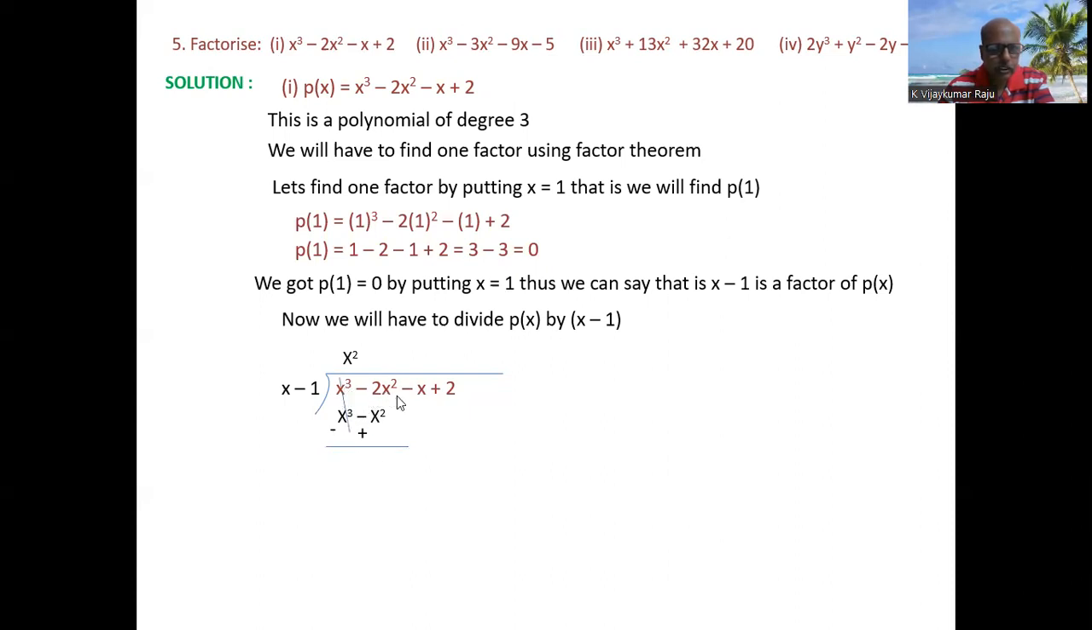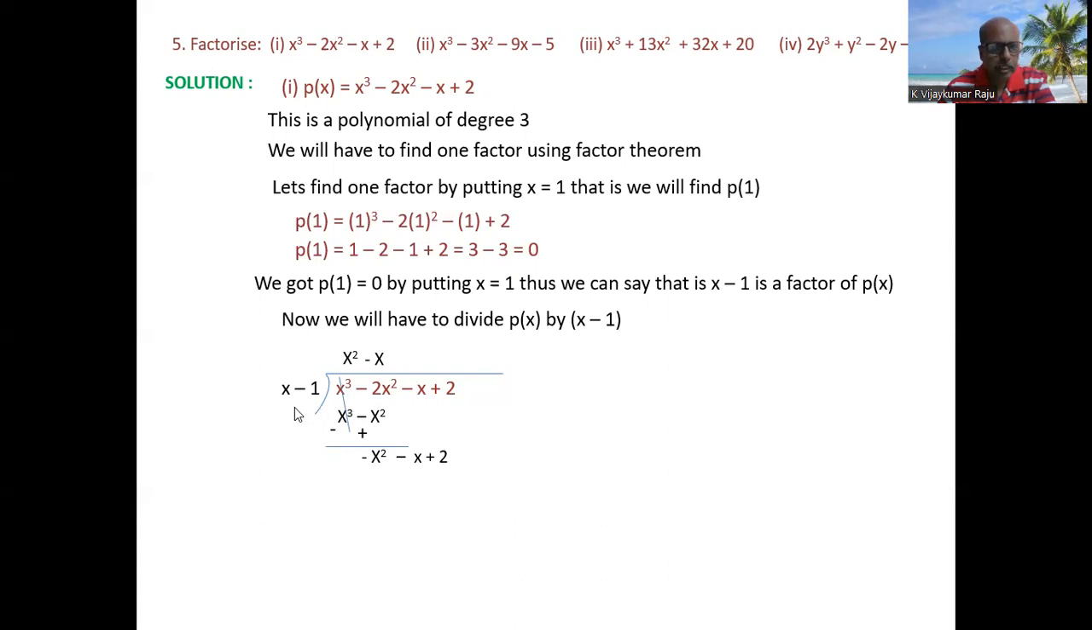So minus 2x square plus 1x square is minus 1x. Bring the next term down: minus x plus 2. Now I want a minus sign, so I should take a minus sign here. I want x square, have 1x, so take x. It will be minus x.